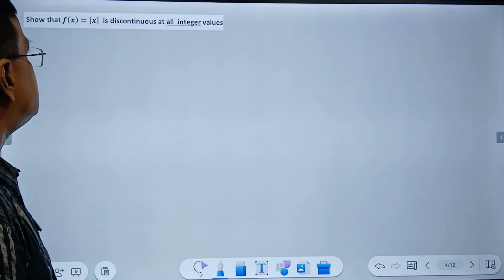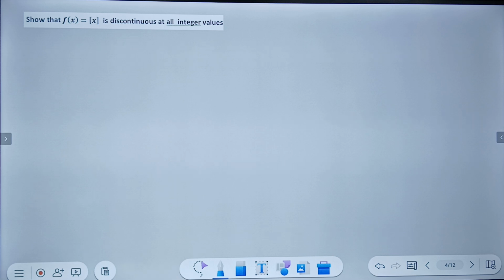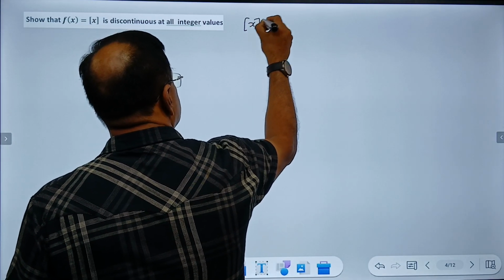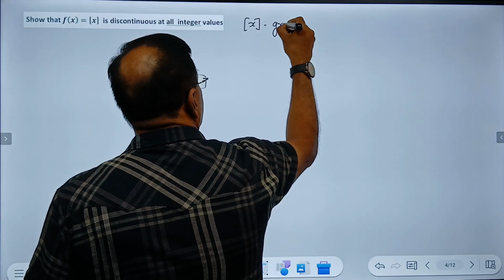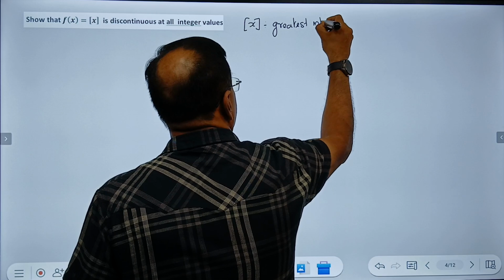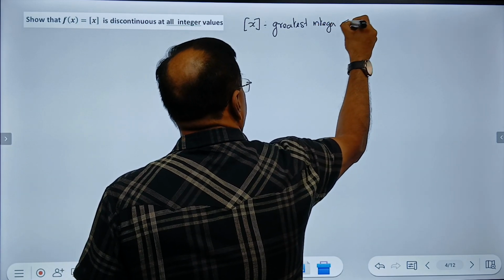This is the greatest integer function. F of x is the greatest integer function. I have to show it's discontinuous at all integral values. Now what is the definition of the greatest integer function? The greatest integer function is the greatest integer less than or equal to x.